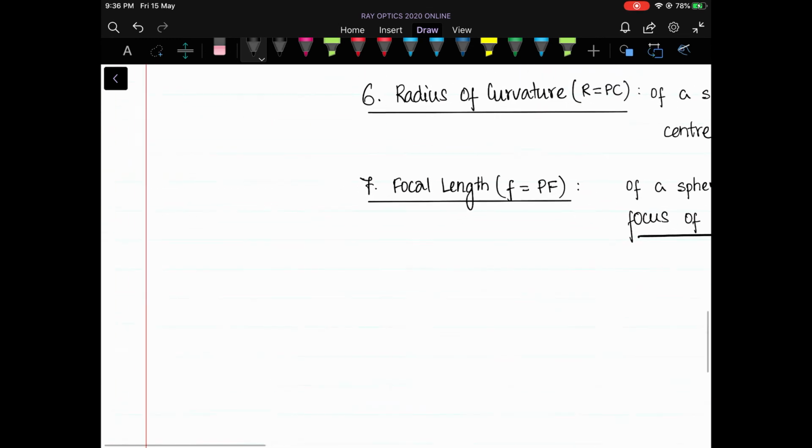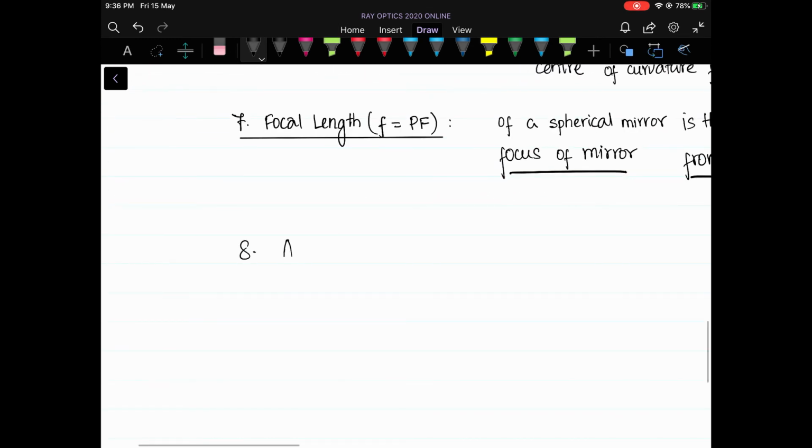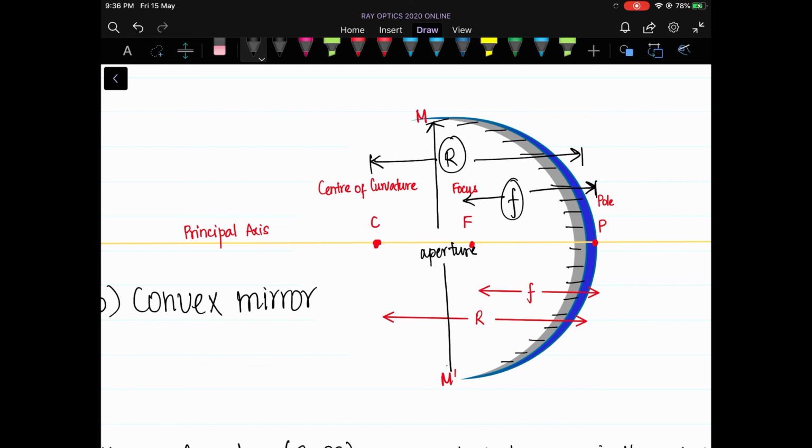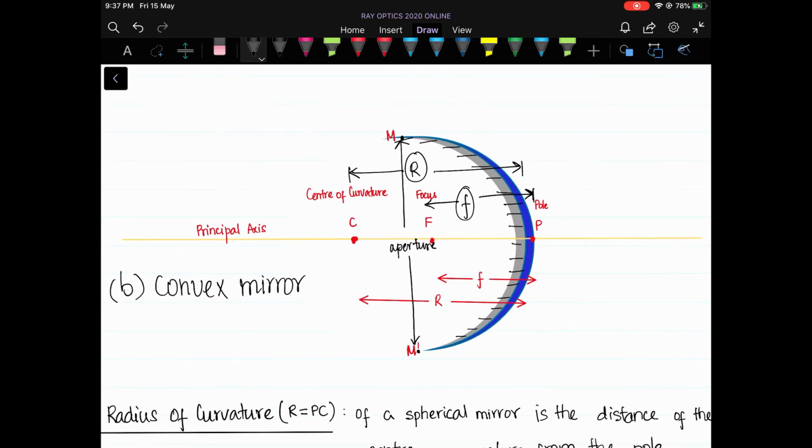One last quantity that we may need is your aperture. In the diagram, aperture is shown by mm'. Aperture basically means the size of the mirror. It is taken from the extreme end of the mirror to the other extreme end of the mirror. So you can understand that some mirrors have big apertures and some have small apertures. If you want to see big objects, you will need a mirror of big aperture, whereas if you need to see small objects, you will need a mirror of small aperture.